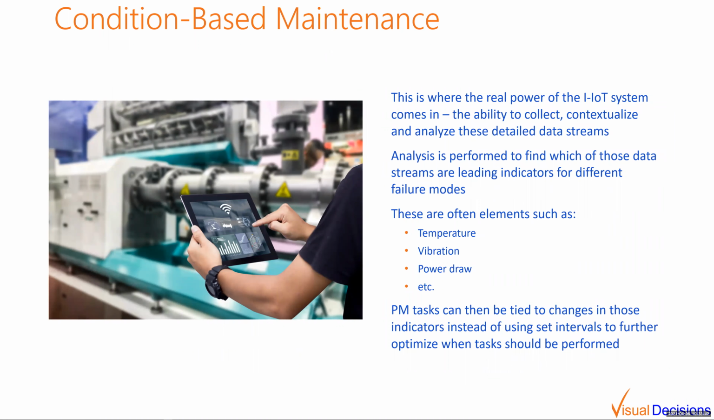Condition-based maintenance, and as I say on the slide, this is really where the power of these systems come in. Being able to look and perform these tasks around preventive maintenance, not just on a set schedule, but really when they are required based on things like temperature, vibration, power draw, etc. All of those things can be utilized to minimize the amount of time that you have to have the machine down in order to perform these tasks, but also maximize the efficacy of the things that you're doing.